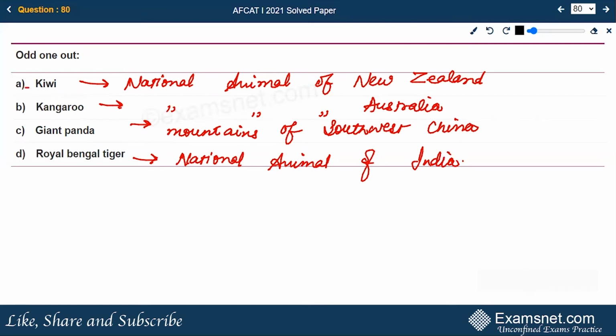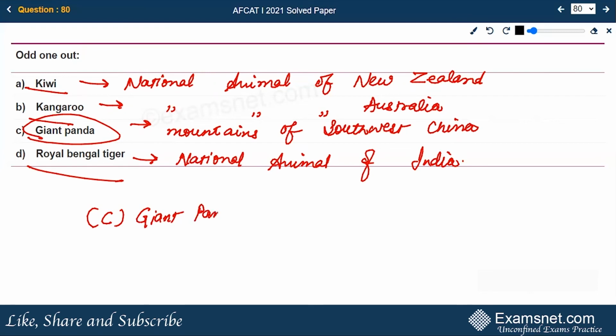So you can see kiwi, kangaroo, Royal Bengal tiger, all of them are national animals, whereas giant panda is not a national animal. So the odd one out is option C. Giant panda is the odd one out.